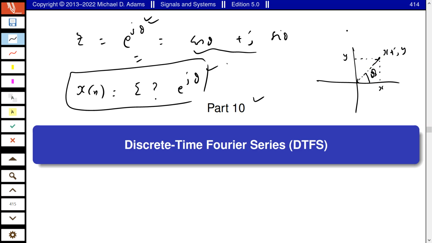The same thing can be said about the exponential e to the st as well. If you go to continuous time, you have exponential e to the st. This s is complex, right? When this is complex, you'll also be able to express this as the magnitude of something, and the angle.